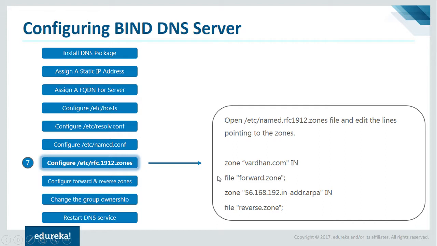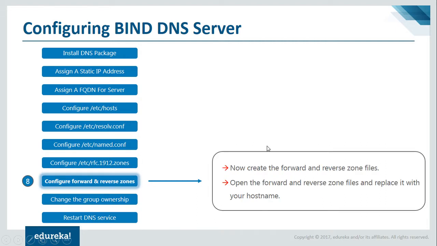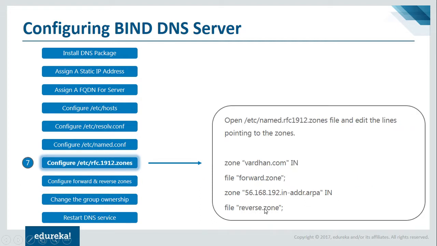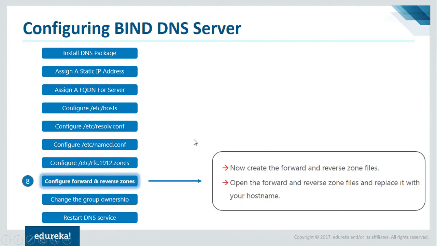In step number 8 is where you actually define the rules for the reverse and the forward lookup. That's why we have to create these two forward and reverse zones, and modify them with your host name. When someone searches your host name, you have to create one zone for that, and when someone searches for your server by the IP address, we have to configure the reverse zone and replace that with your IP address, so with your reverse IP address.